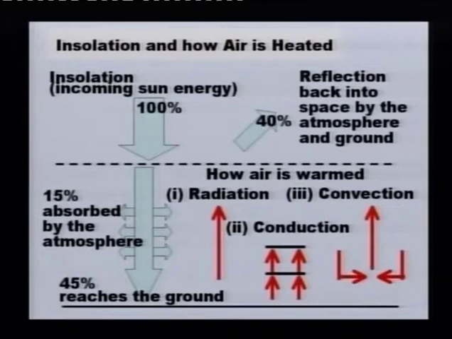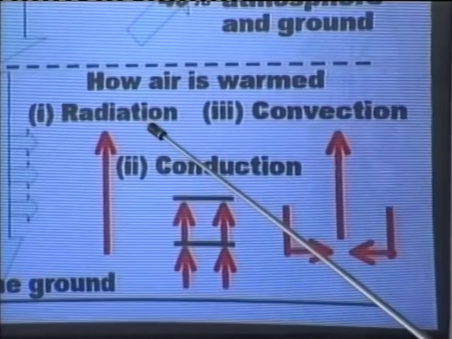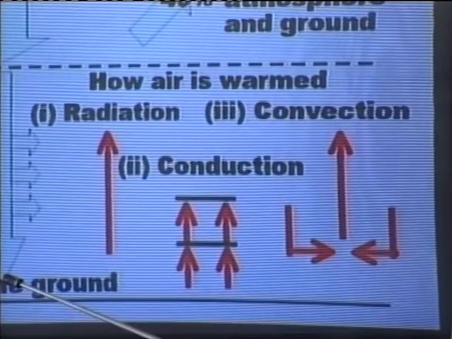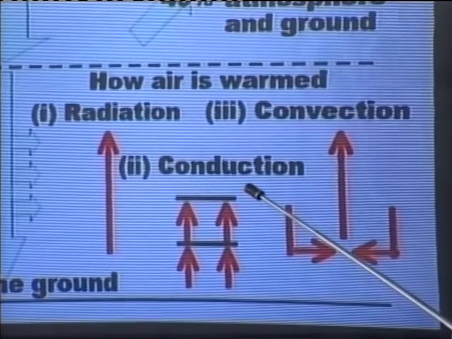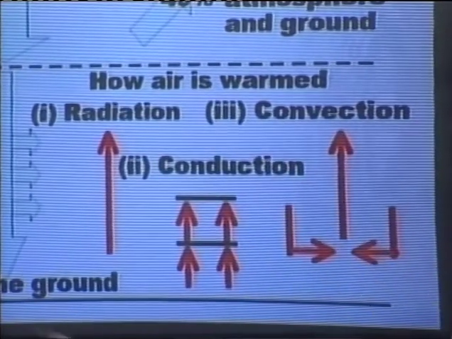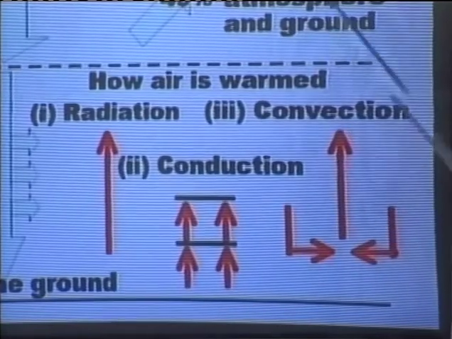It does not reach the ground and stay there forever. It reaches the ground, and then the three processes of how the air is warmed take place. The air around us is warmed through the process of radiation from that 50 or 45% insolation. The air around us is also warmed through the process of conduction, and the air around us is also warmed through the process of convection.